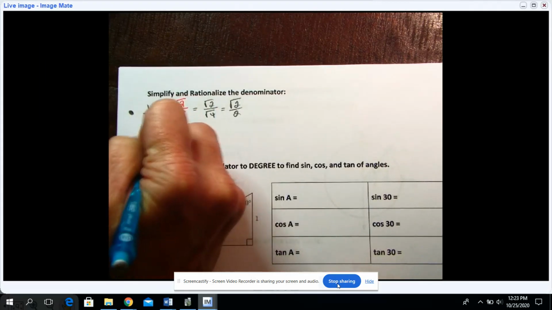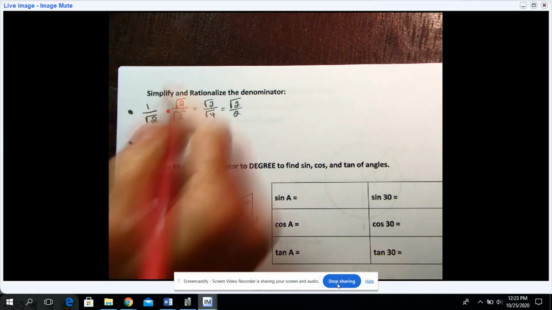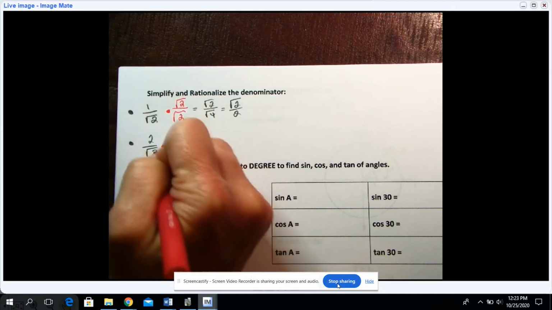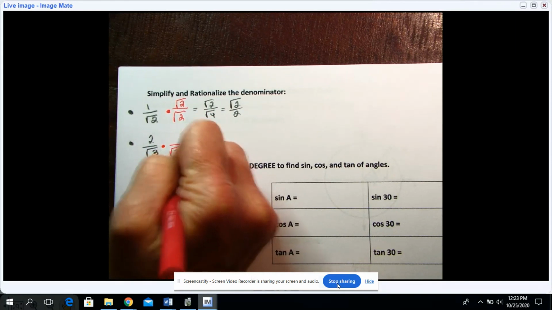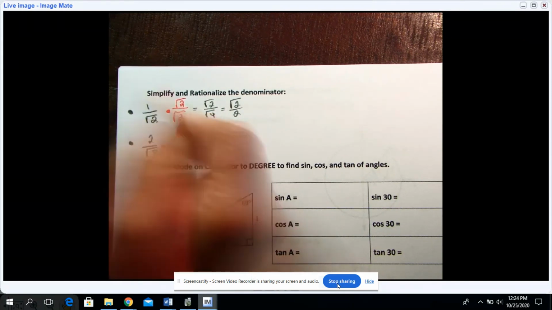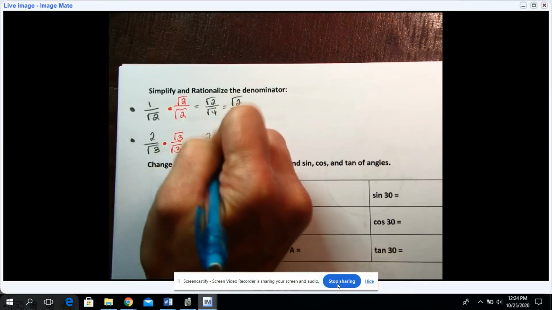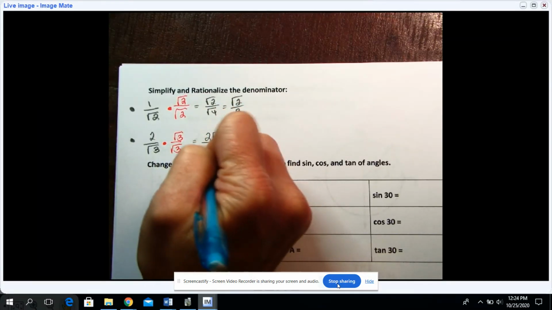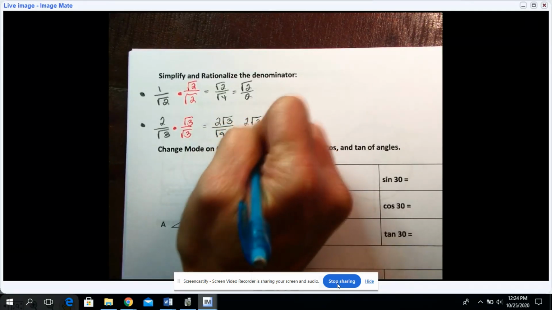Next one, 2 over the square root of 3. Well, what do I need to multiply to make this a perfect square? Well, the first perfect square that 3 goes into is 9, so I'd multiply it by the square root of 3 over the square root of 3. And so I end up with 2 times the square root of 3 over the square root of 9, which is 2 times the square root of 3 over 3.